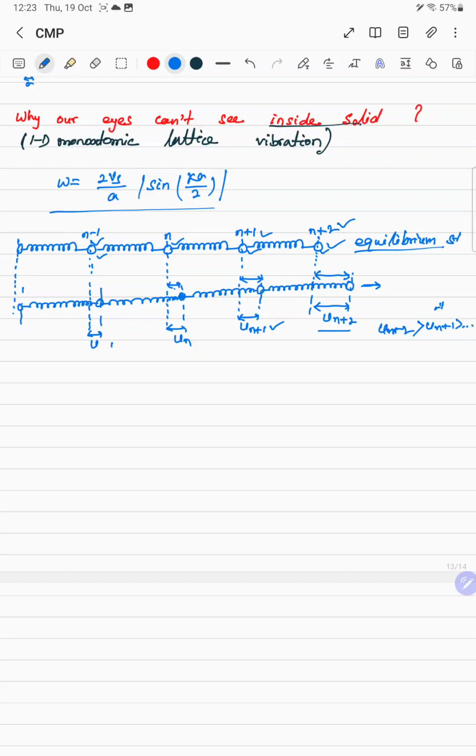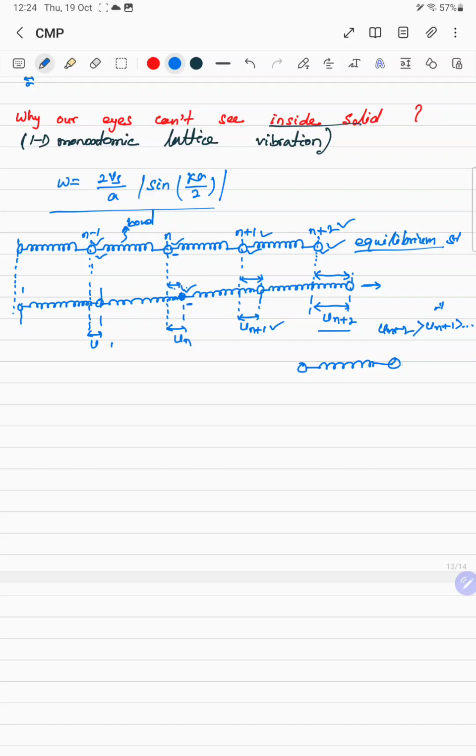As I have taken the nth atom as the reference atom, let's write the equation of motion for this atom. What will be the equation of motion for this nth atom? Let's see. Suppose this one is an atom, and this is a spring. This spring represents the bond between these atoms. It may be a covalent bond or any type of bond.